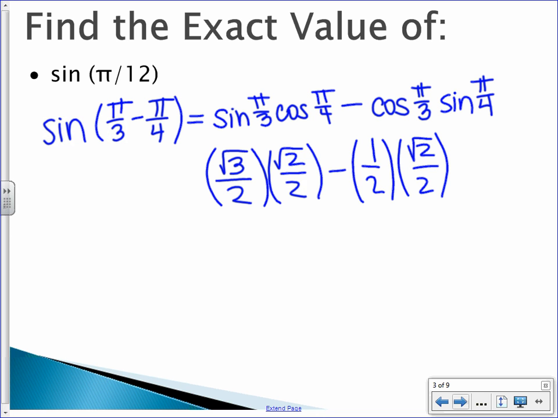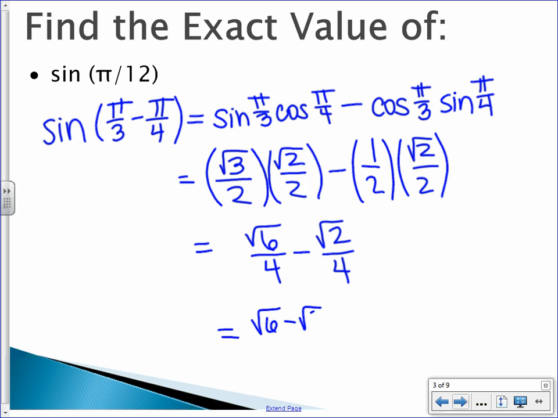Okay. So what this means is we have, what is the square root of 3 times the square root of 2? So we have the square root of 6 over 4 minus the square root of 2 over 4. So I would just ask that you write this as one fraction. The square root of 6 minus the square root of 2 all over 4. That is the exact value of the sine of pi over 12.